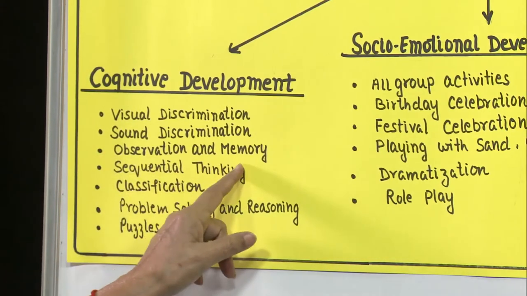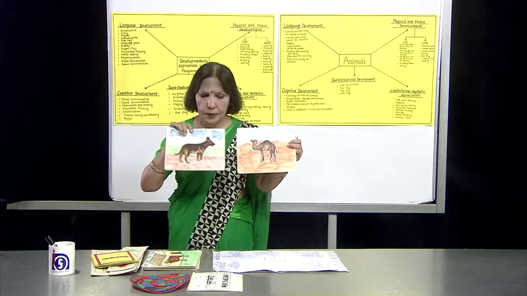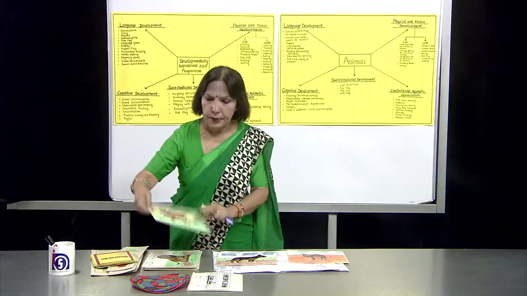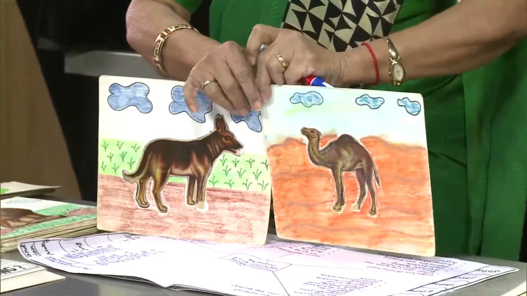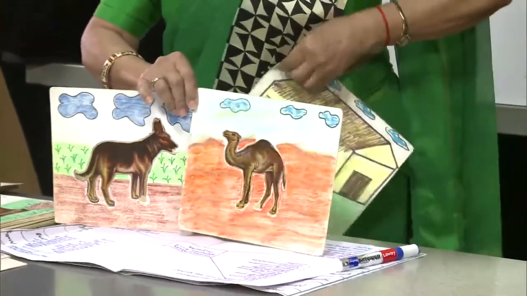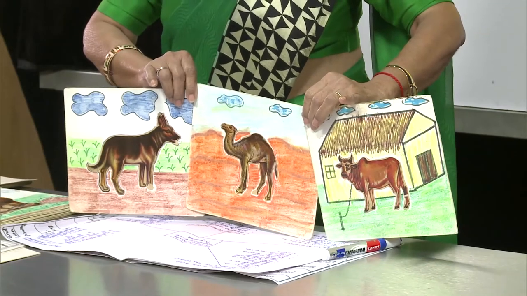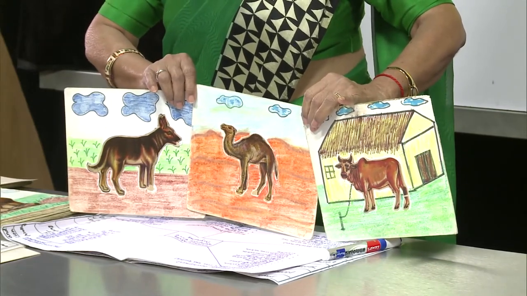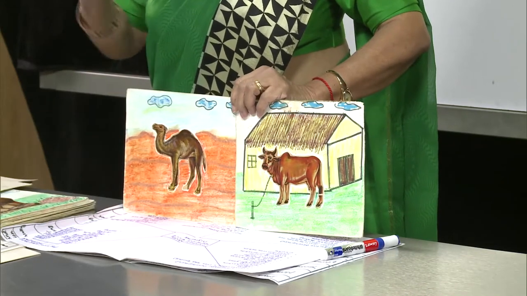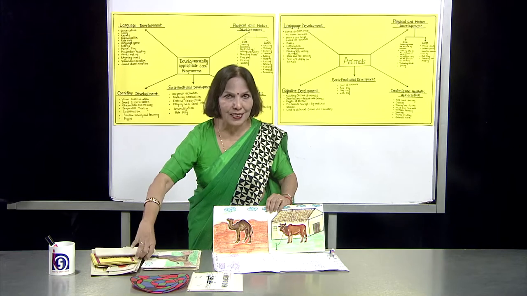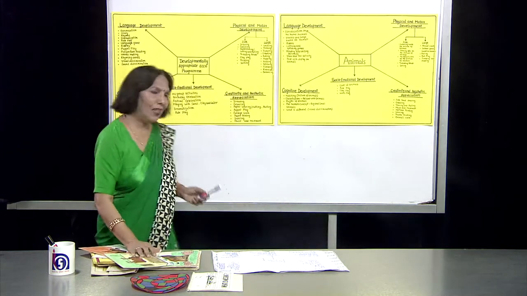Now, observation and memory. Suppose here is a picture of a camel, this is a dog and this is a cow. Ask the children to observe these pictures and then ask them to close their eyes. When children close their eyes, just remove one picture. Now ask them which picture is not there. They will memorize and then answer that the dog is not there. So this is called observation and memory activity.